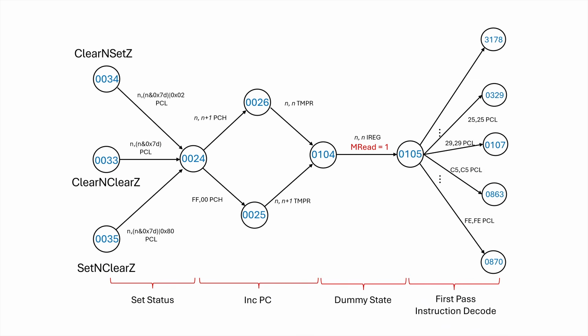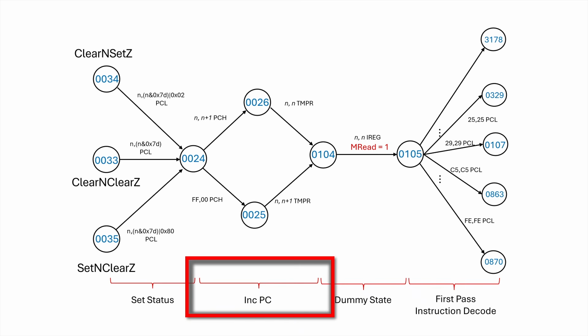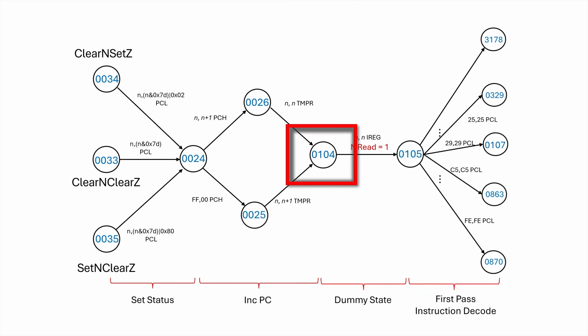Now we want to execute this part of the state machine to close out the instruction. In state 33, we AND whatever we've read with 7D to clear the negative and 0 flags. So B5 becomes 35. At this point, we need to increment the program counter, and we go to state 104, which is a dummy state.